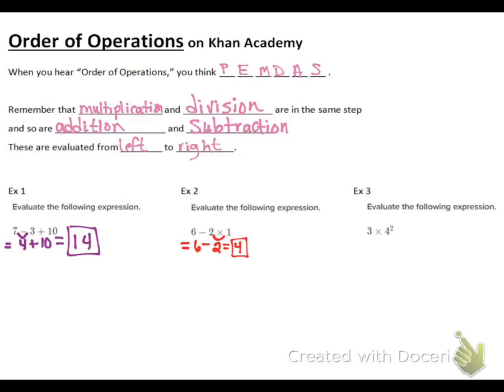So you have 4 squared. 4 squared means 4 times itself twice. It doesn't mean 4 times 2. It means 4 times itself twice. So you're going to take 4 times 4, which is 16. So we're going to drop that down. We're going to bring down our 3 times 16. So what's 3 times 16? 48. Yep. And box.